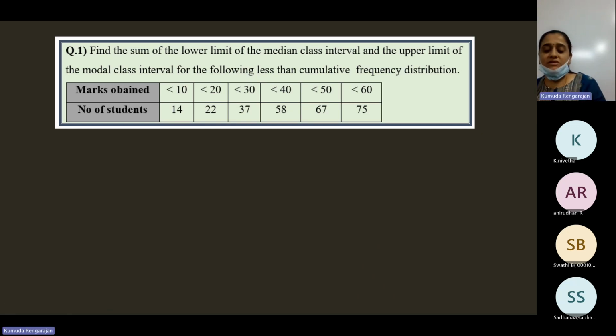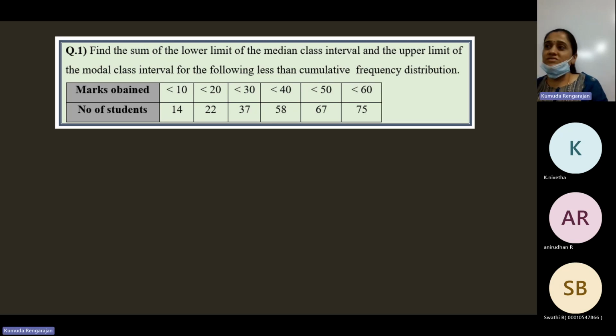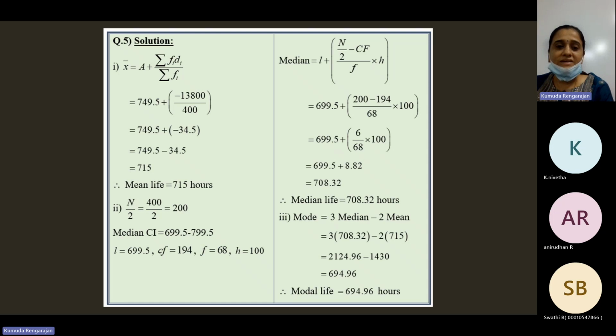This is a simple question. Answer this. Read the question. You should not find the mode for everything. Read what the question is. With regard to the last one, we have to find mean and median, and then mode using the formula 3 median minus 2 mean. Substitute in that and you get 694.96. Because that's the instruction: you must find mean and median using the formula, and then mode using the empirical relationship. Okay, next question.